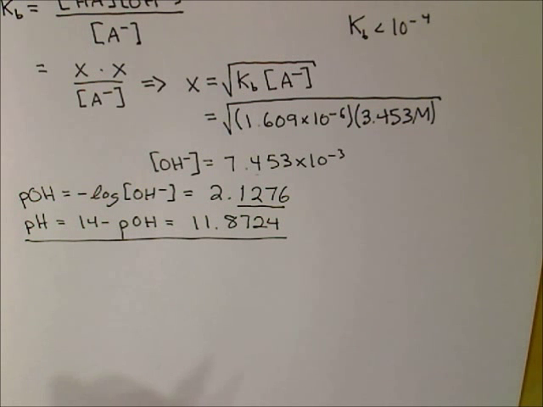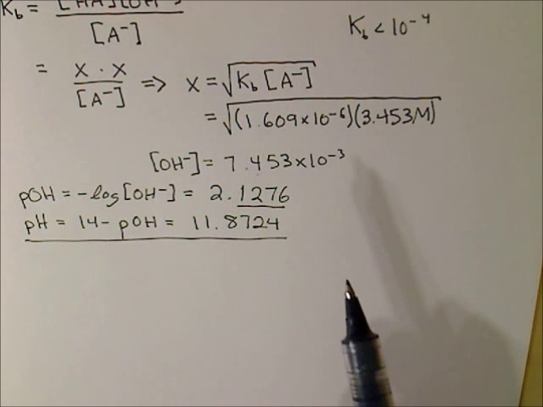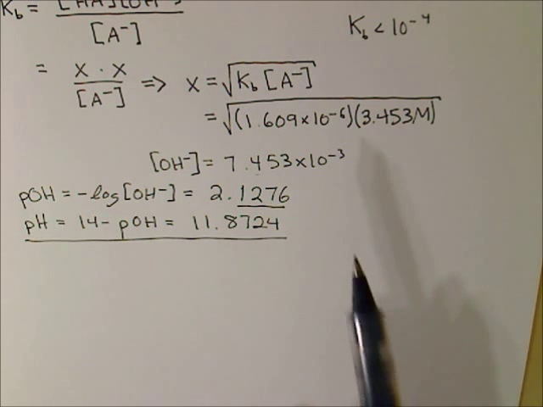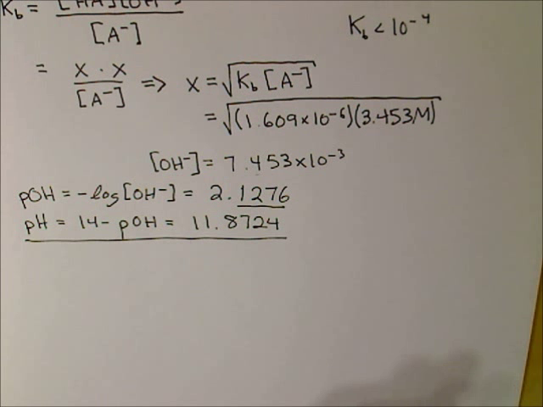So we showed you how to find the pH of weak acids and weak bases, and we did them for values of Ka or Kb less than 10⁻⁴. So there are different cases that you have to do if the values are greater than 10⁻⁴, which you'll see in the upcoming videos.